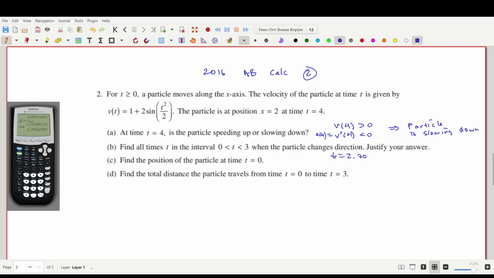Justification. The calculator shows that the velocity is changing sign, and nowhere else.